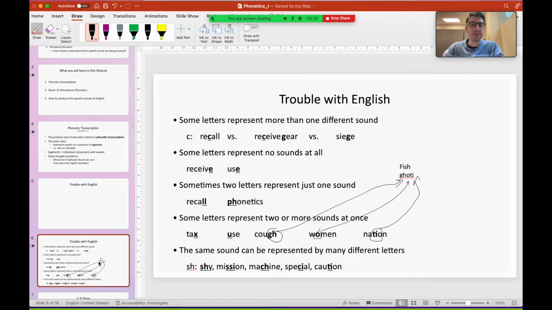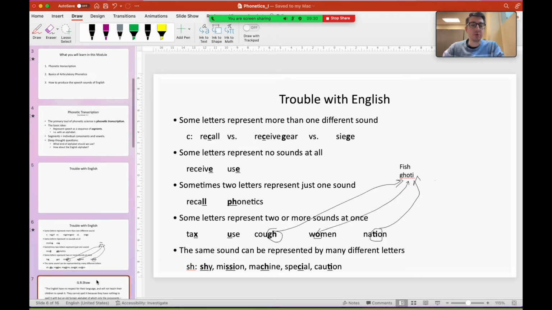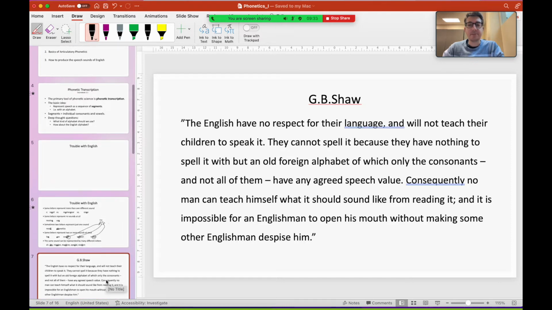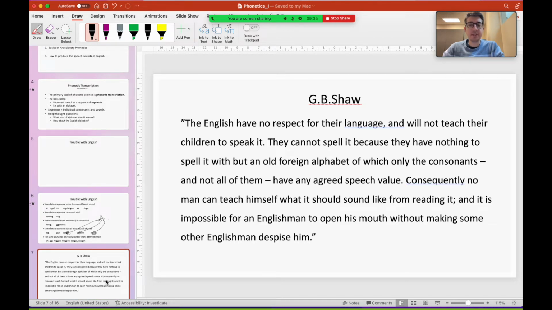That's how ridiculous English spelling is to George Bernard Shaw, and this is one of his famous quotes. The English have no respect for their language and will not teach their children to speak it. They cannot spell it because they have nothing to spell it with but an old foreign alphabet, of which only the consonants, and not all of them, have any agreed speech value. Consequently, no man can teach himself what it should sound like from reading it, and it is impossible for an Englishman to open his mouth without making some other Englishman despise him.